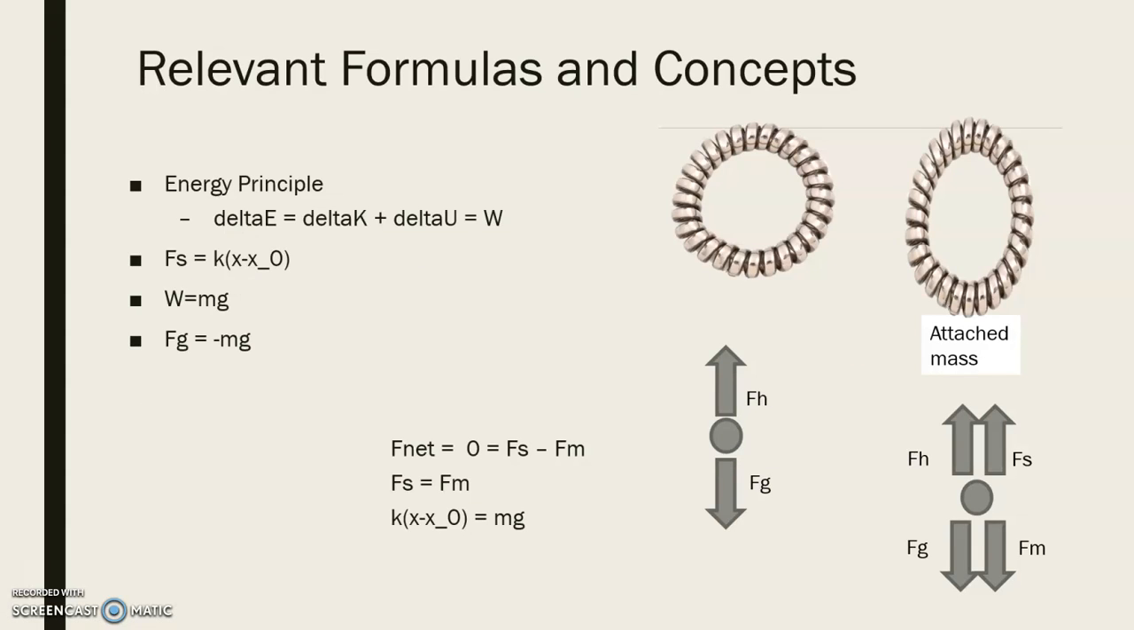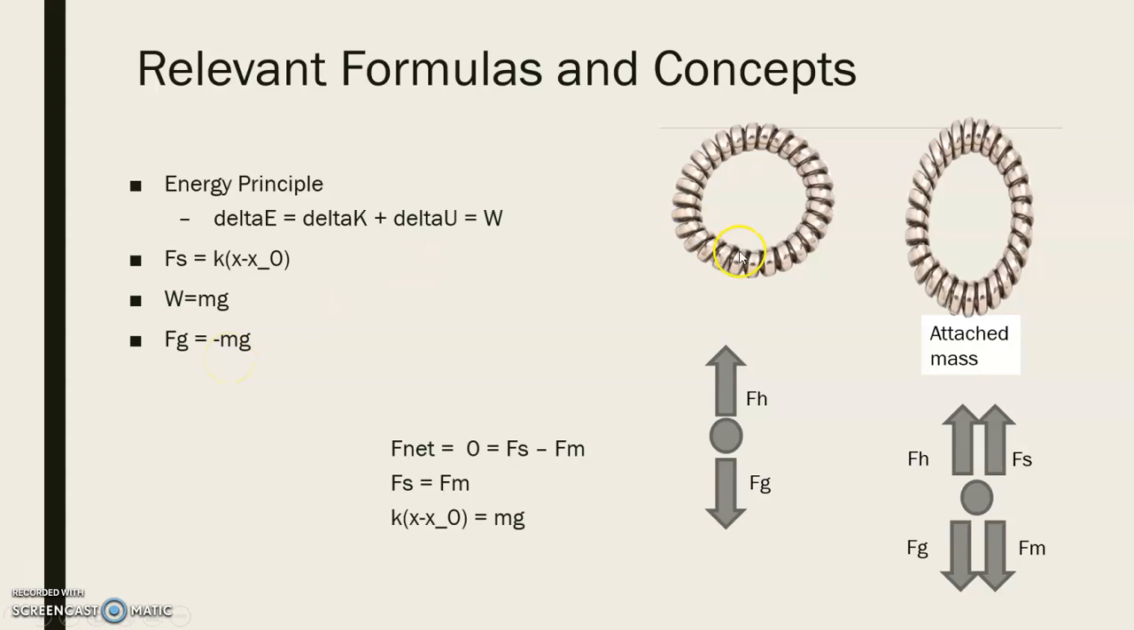We start with the energy principle. The change in energy is equal to the sum of the change in all of the energies, which is also equal to work done on the system. The force of the spring is equal to the spring constant, which we're looking for, times the stretch of the spring. Weight is equal to mass times gravity. This is important because I'm not capable of measuring mass, so we just have to calculate it based on the weight. Please note that for the force of gravity, these are equal except the force of gravity is negative.